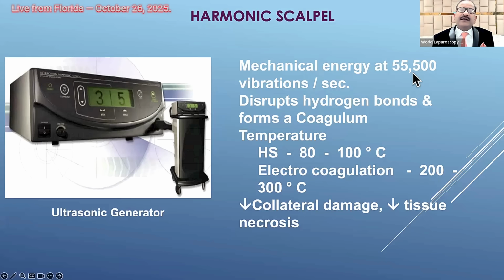Another instrument which is very useful is the harmonic scalpel. During your last day animal dissection in Florida, we will give you the harmonic scalpel to see how it cuts. It has 55,500 vibrations per second. So it disrupts the hydrogen bonds, and then it cuts. Only 80 to 100 degrees centigrade heat is produced, and there is less collateral damage. So it is very important.